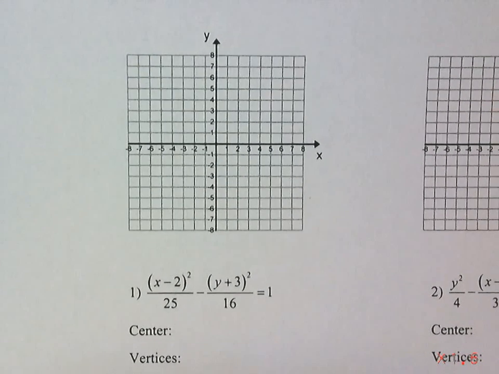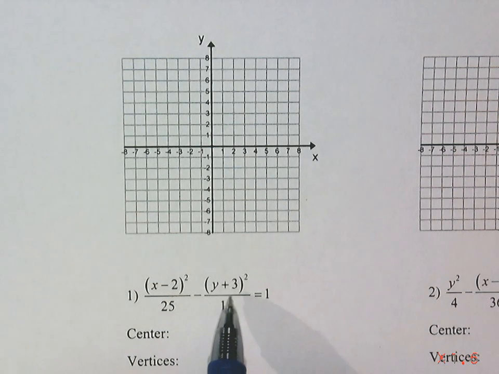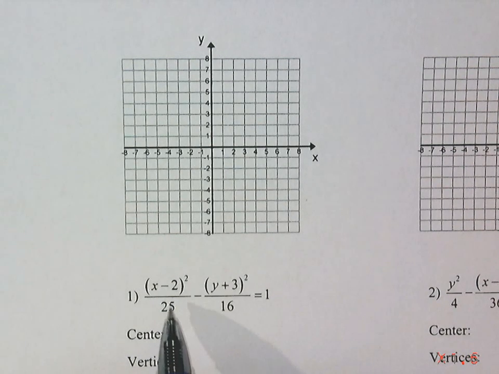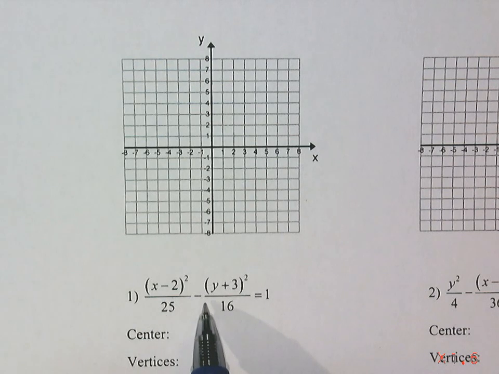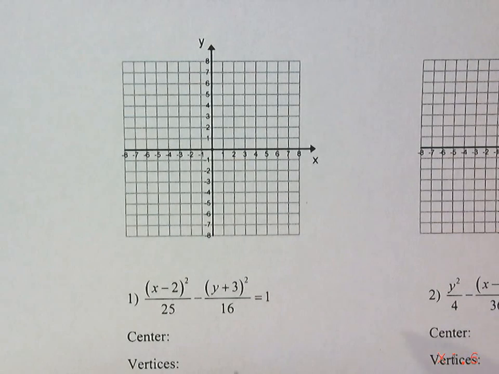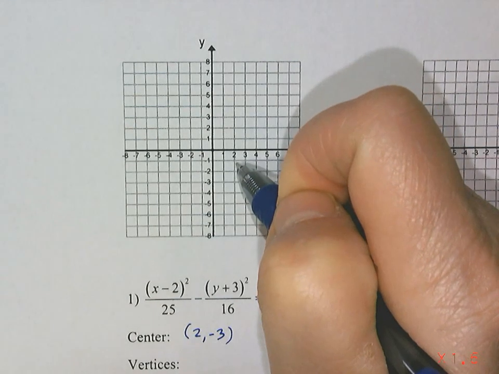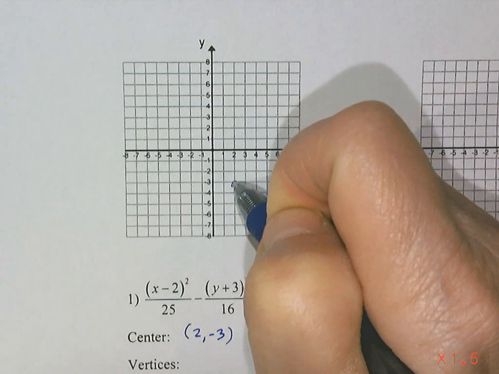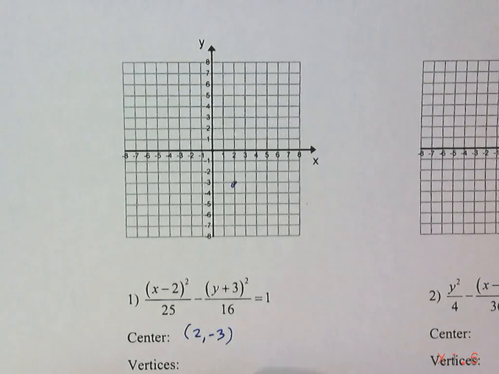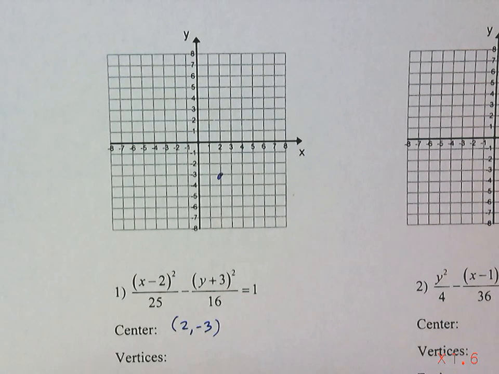Okay, the first example I have x minus 2 squared over 25 minus y plus 3 squared over 16. The x is the positive term, the y is the negative term. So I know this is going to open left and right. So I first have to identify my center. My center is 2, negative 3. And then I go about this the same way I would my ellipse, but I'm not going to create the ellipse. The plotting the points is going to help me create my asymptotes.